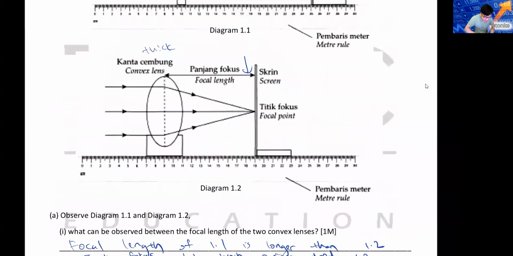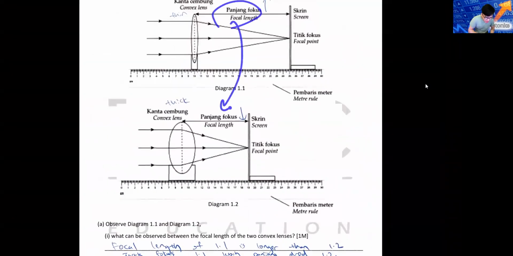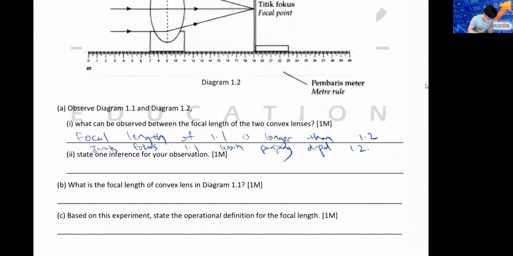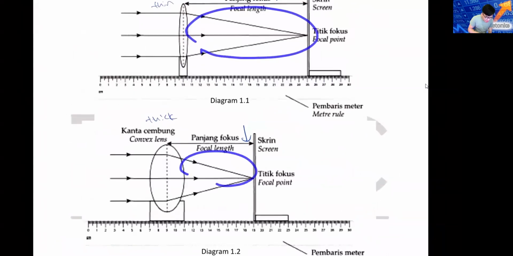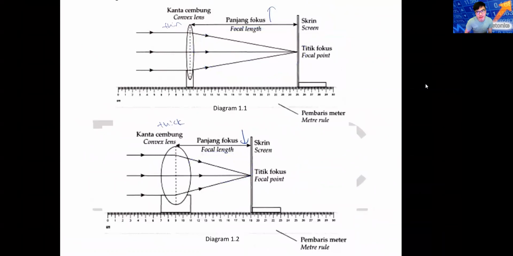Even if you don't study, come on lah, at least you can compare these two, right? Like I say, section A requires no studying. As long as you know what you are seeing, as long as you know how to explain. So, number 2, state one inference for your observation. I'm sure you know what inference is, right? Inference is why. Mengapa? Why do you see what you see? That means you explain your observation. So your observation says this one has longer focal length. This one has shorter focal length. So now they are asking you why.